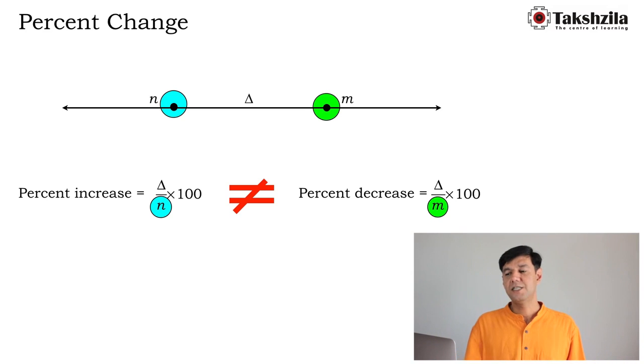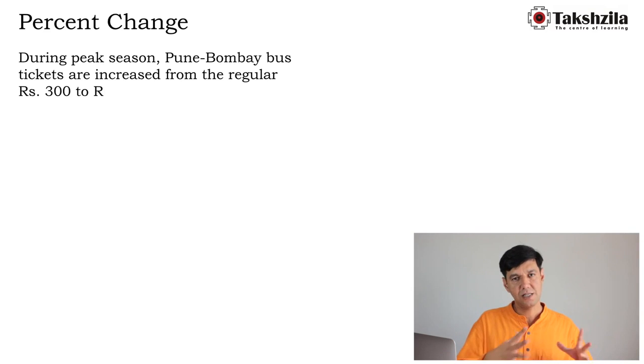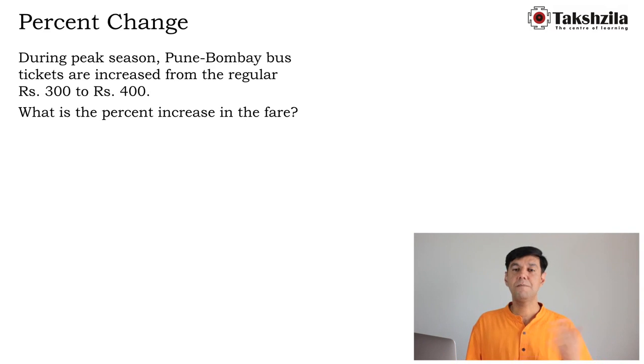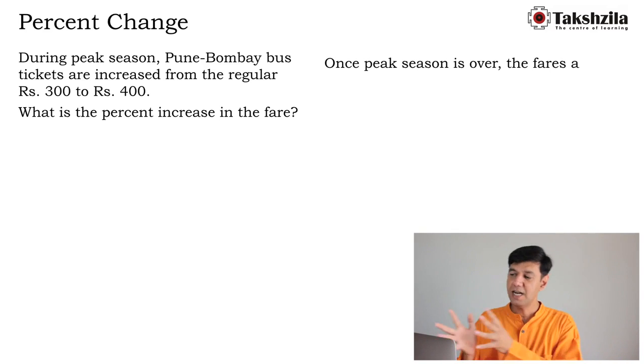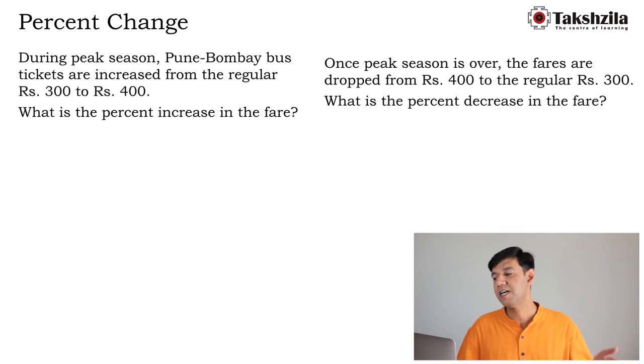One for you to practice: during peak seasons, Pune-Bombay bus tickets are increased from the regular 300 rupees to 400 rupees. What is the percentage increase? Percentage increase is nothing but the change, right? So 300 has become 400. Before I finish it off, you should be ready with the answer. Now let's say after the peak season is over, that 400 is dropped back to 300. So what is the percentage decrease in the fare this time? Is it the same as the negative of the earlier value? Check it out, be ready with your two values.